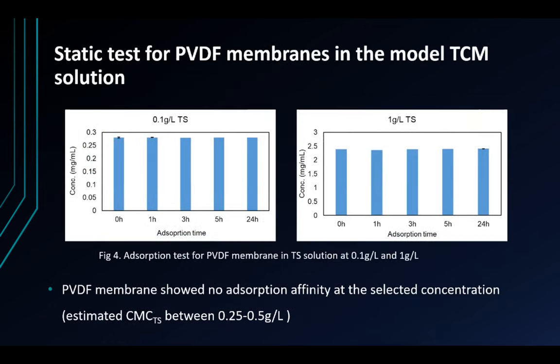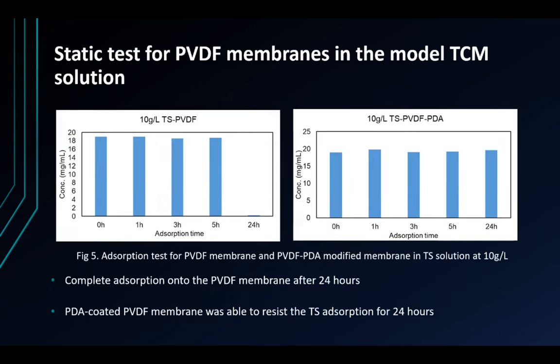During the static test for PVDF membrane in tea saponin solution, we chose a value of 0.1 and 1 gram per liter as the concentration below and above the critical micelle concentration. We observed that PVDF membrane showed little absorption affinity to the tea saponin solution in both cases. However, complete absorption was observed in tea saponin solution of 10 grams per liter after the 24 hours test.